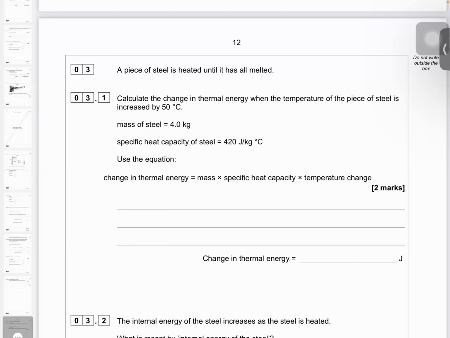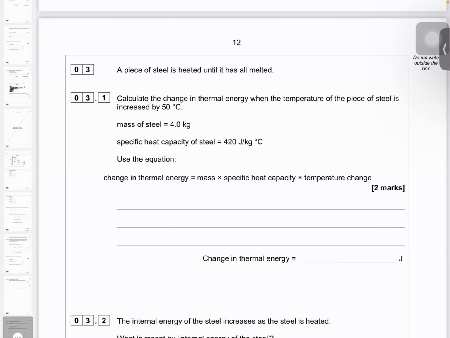Okay. So the mass of steel is 4.0 kg. Specific heat capacity of steel is 420 joules per kilogram per Celsius. And then it says you should use this equation. All right. Change in thermal energy is mass times specific heat capacity times temperature change. Okay, this one is simple. Are you permitted to use a calculator? Yes, I believe.